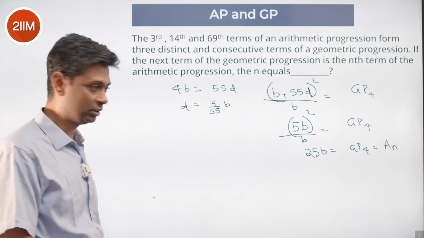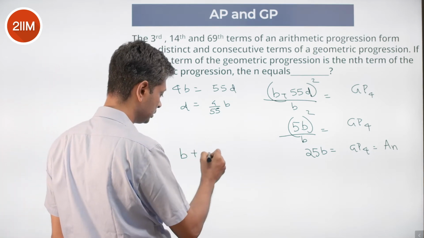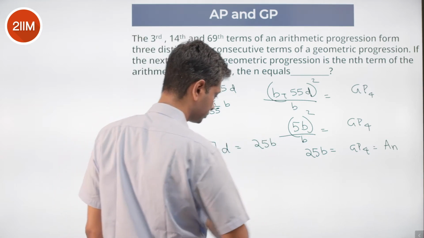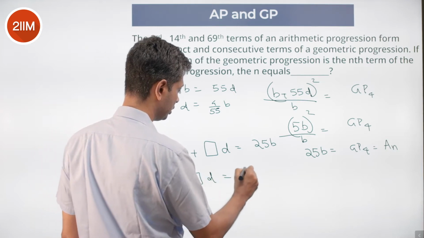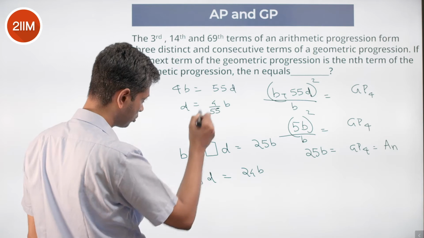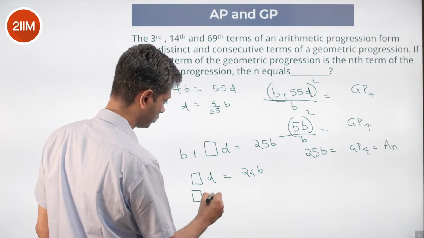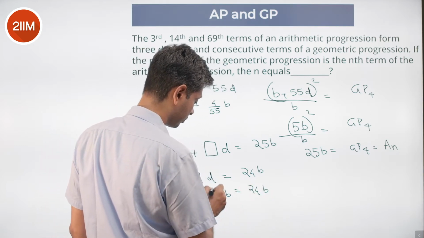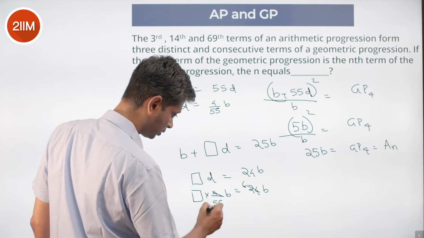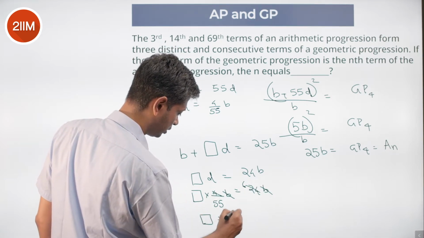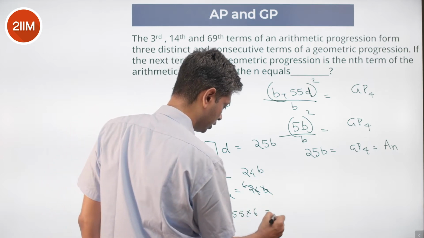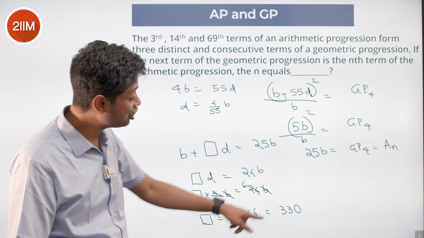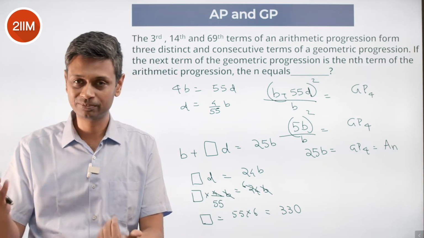Our AP was anchored around b plus some number of times d equals 25b, or some number of times d is 24b. d is 4 by 55b. This into 4 by 55b is 24b. So 6. b gets cancelled. This number is 55 into 6, which is 330. So from b, we add common difference 330 times to get the next term, which is brilliant.